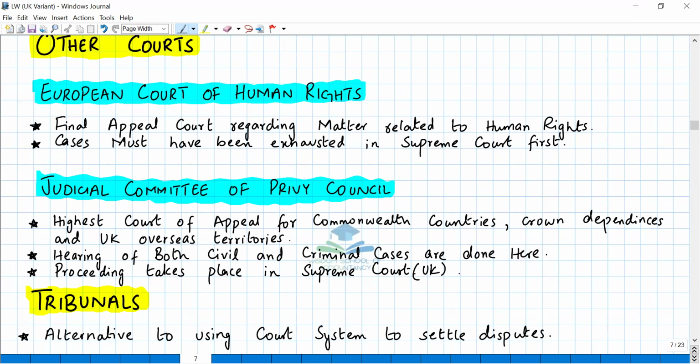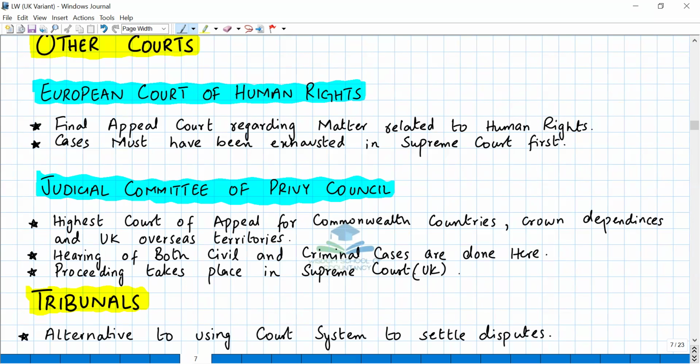Like, for example, if there is a case in Australia and the Supreme Court of Australia has given the decision, and if you are not happy with that decision, you can make an appeal in the Judicial Committee of Privy Council. Hearing of both civil and criminal cases are done here. Proceedings take place in the Supreme Court of the UK. So the Judicial Committee of Privy Council is, you can say, the highest court of appeal for Commonwealth countries, Crown dependencies, or UK overseas territories.